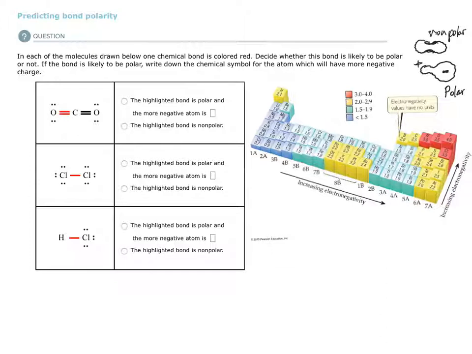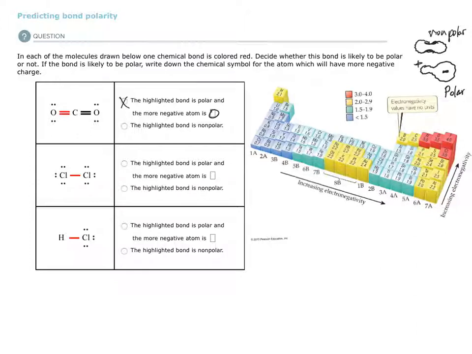Okay, so let's look at these. You'll see this is actually an easy question, as long as you know the electronegativities or are able to find them. So I've got carbon and oxygen. Carbon here is 2.5, oxygen's 3.5. Take 3.5 minus 2.5, it's 1. So it's going to be polar. And since it's polar, they want to know which one's more negative. It would be the oxygen. The oxygen will be more negative. So I would write in oxygen.